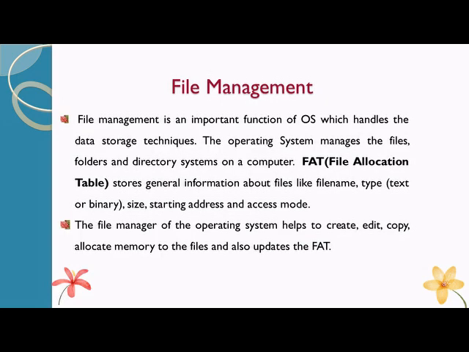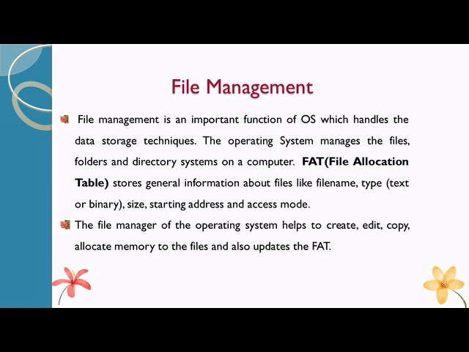The next key feature of an operating system is file management. File management is an important function of the OS which handles the data storage techniques. The operating system manages all the files, folders and directories on a computer. Here it uses a table called the file allocation table, which stores general information about the files like file name, type of the file, size of the file, starting address, and access mode.